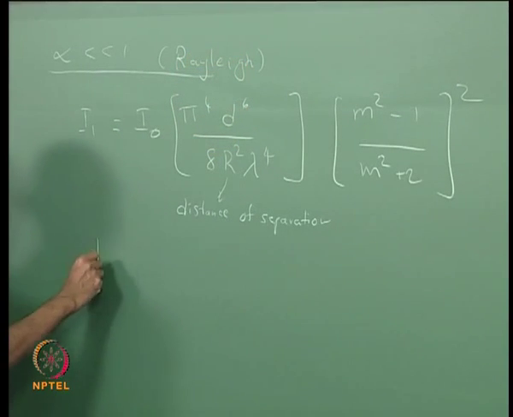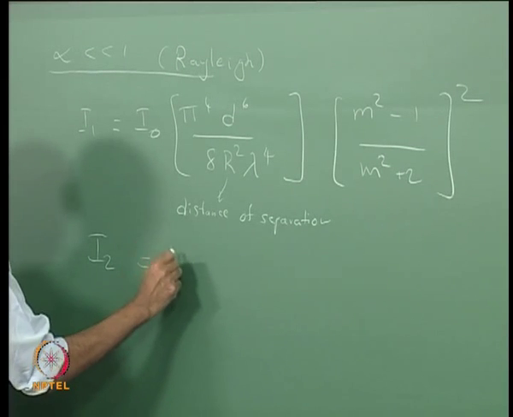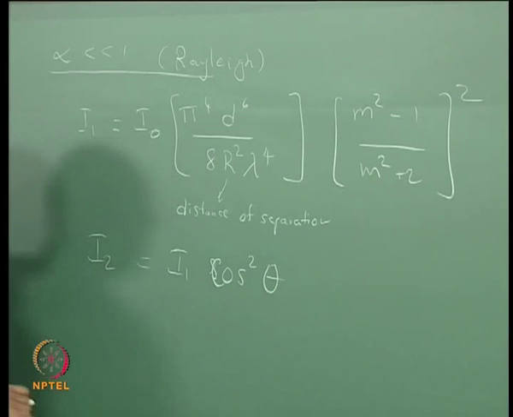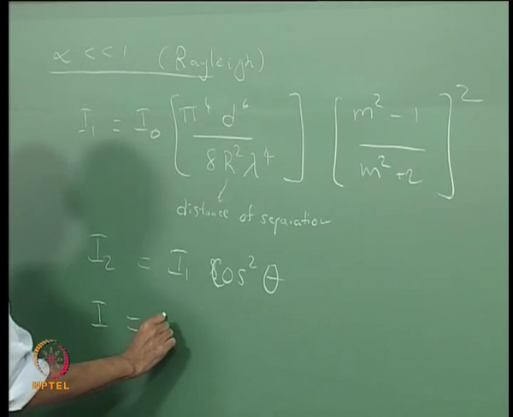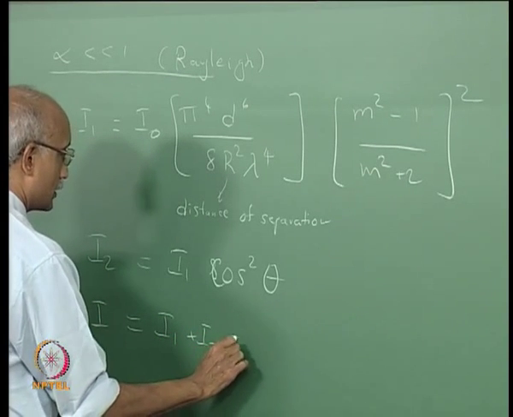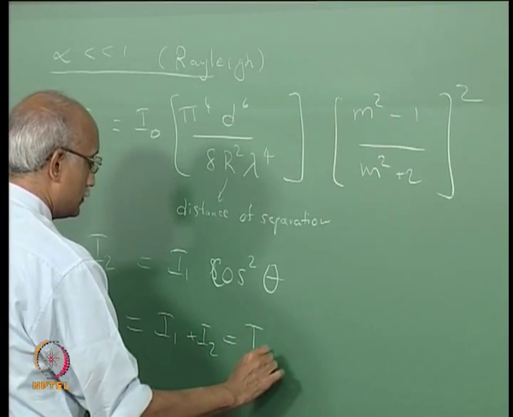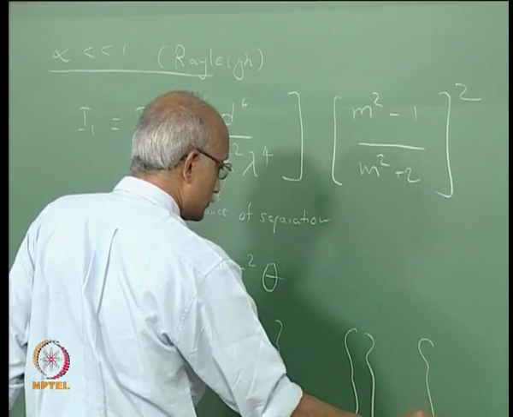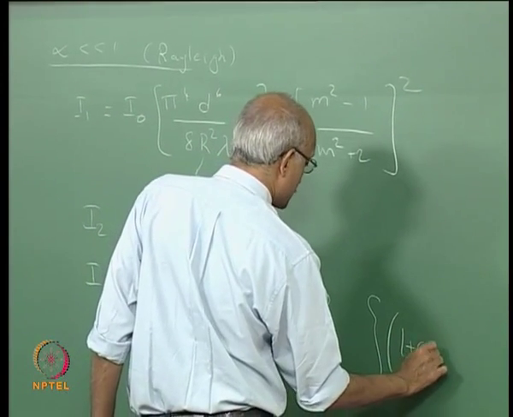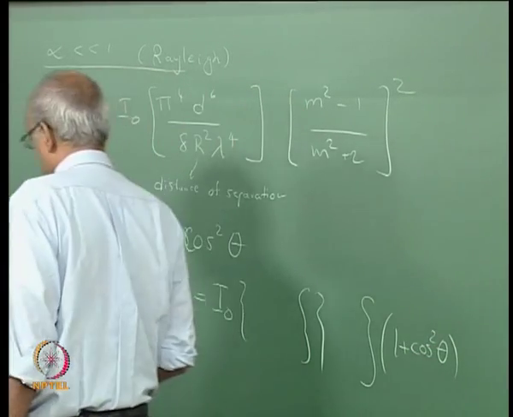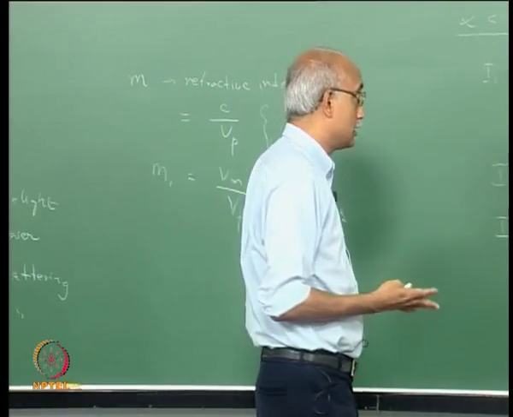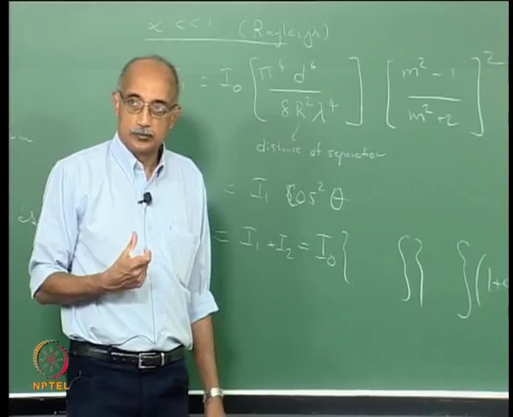Now I2 is simply the same multiplied by a cos squared theta parameter. So the theta dependence really comes in I2, and the total scattering intensity I, which is equal to I1 plus I2, is then given by I0 times these two terms times 1 plus cos squared theta. So this is the overall expression for scattered light intensity from a spherical particle.